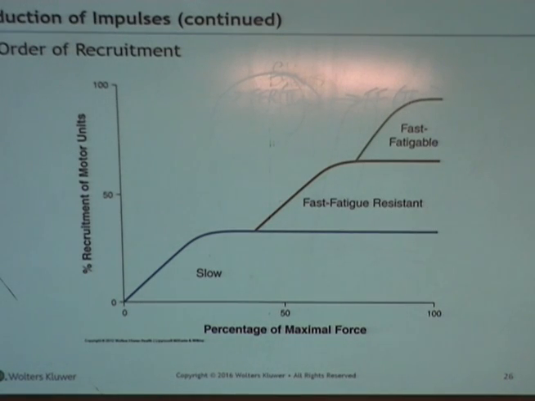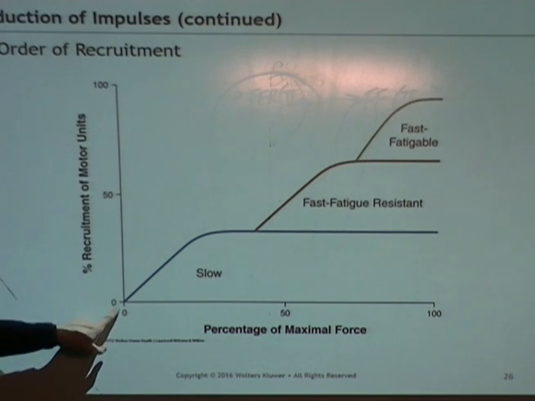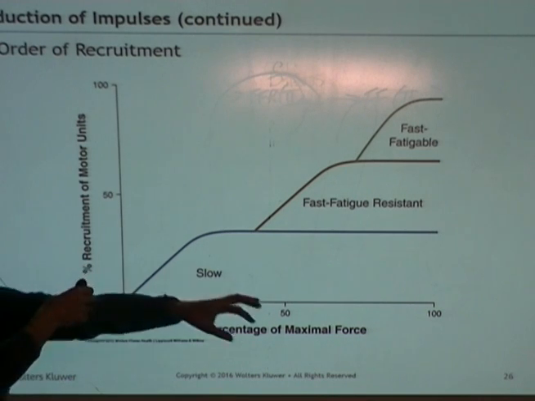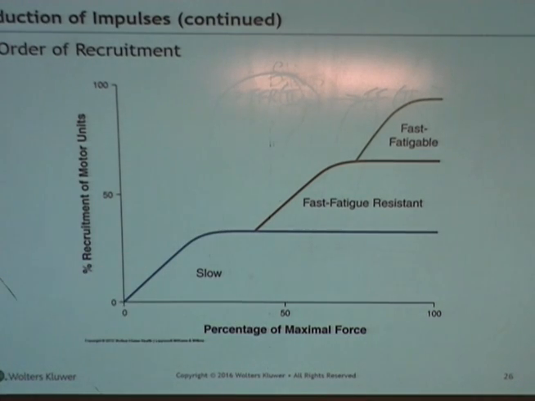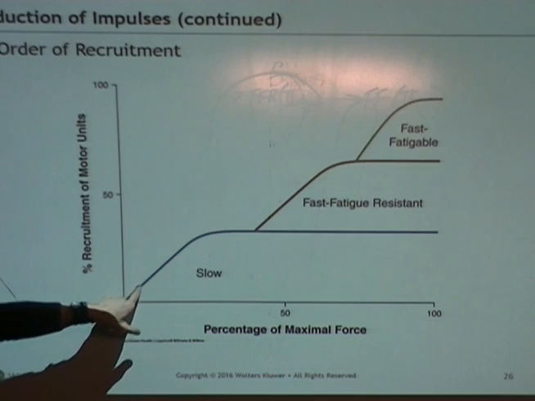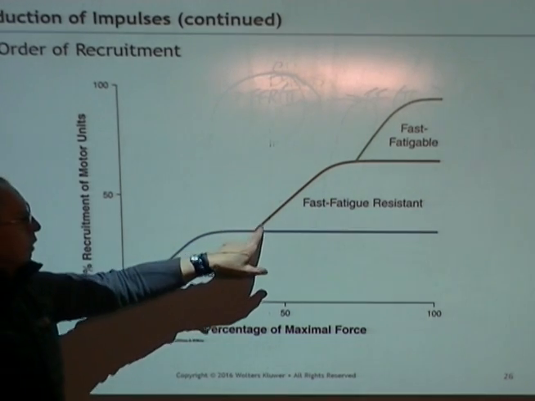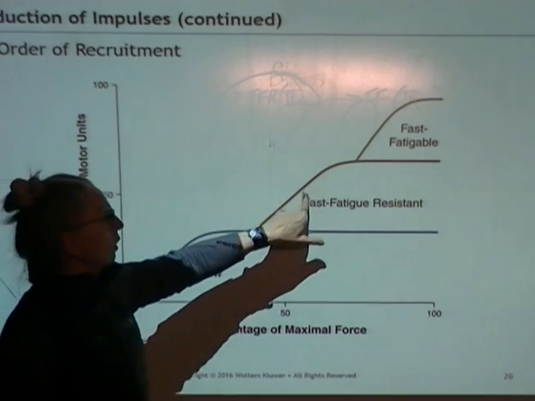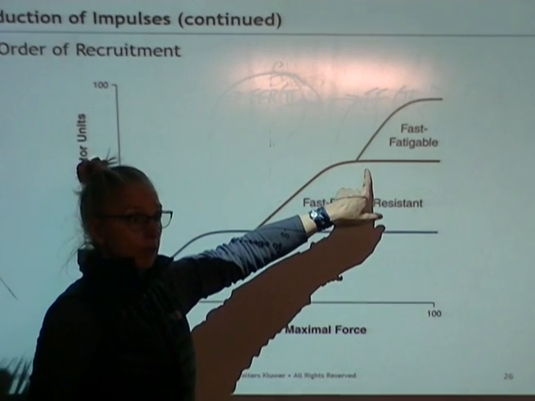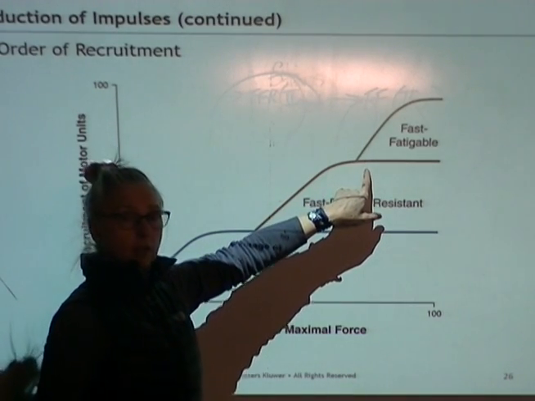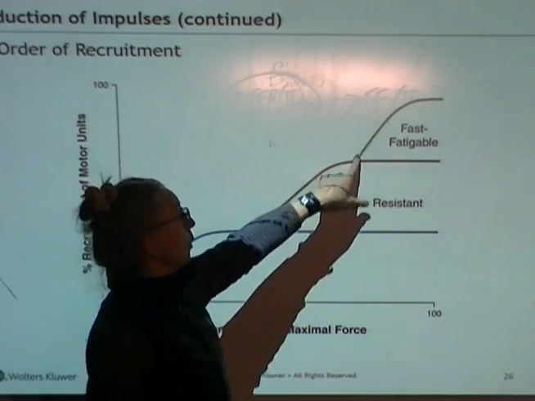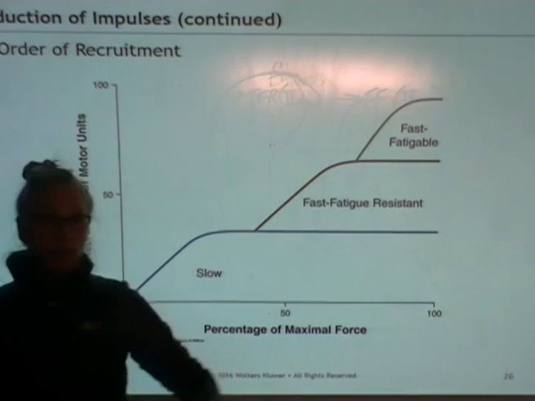So this is just a picture of the size principle. Initially we will typically, if we're not training it or we're not in danger, initiate a slow unit. Then if we need more force to get the job done, we'll include fast fatigue resistant, FFR. And then if we still don't have enough force to complete the job, we'll include FFs.